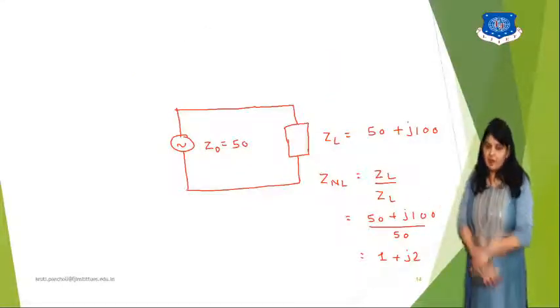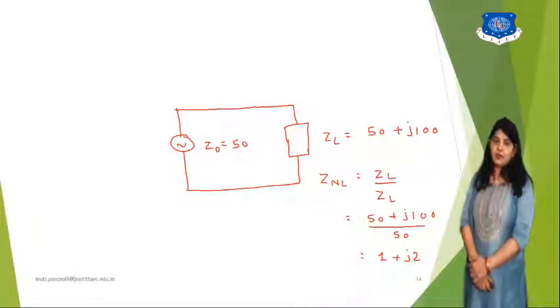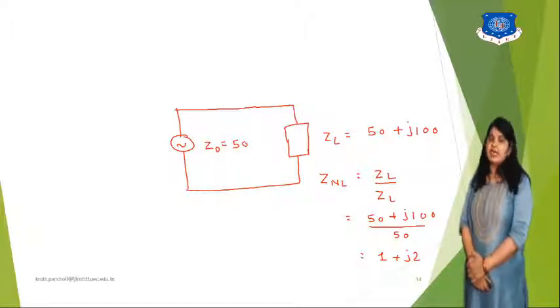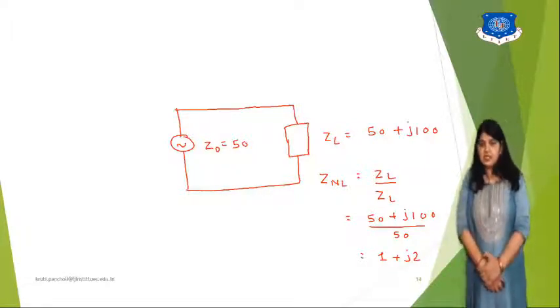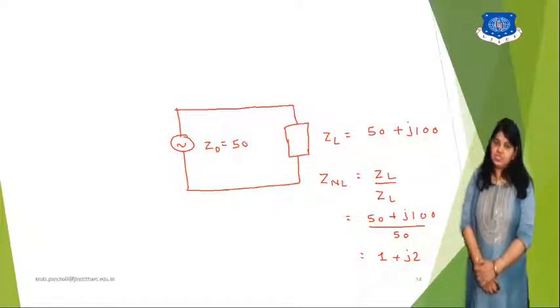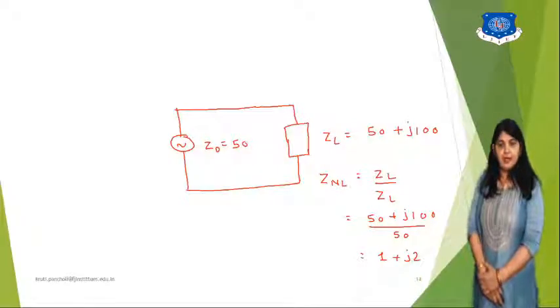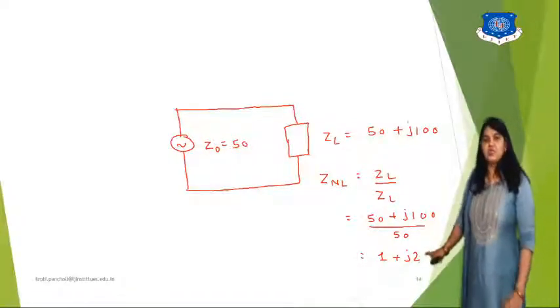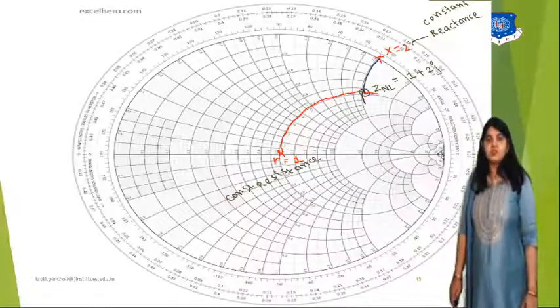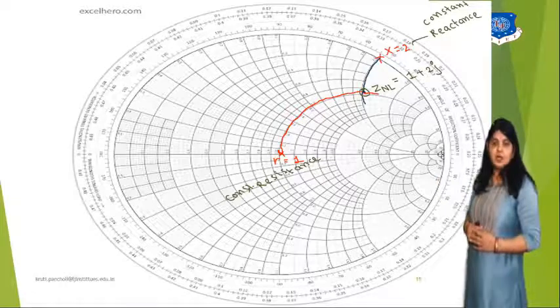So now, the very first step: the generating end and the load end. The characteristic impedance Z0 is equal to 50, and the ZL value is 50 plus j100. So ZNL is equal to ZL upon Z0, that is 50 plus j100 upon 50, which is 1 plus j2. Now this 1 plus j2 value we need to plot onto the graph.